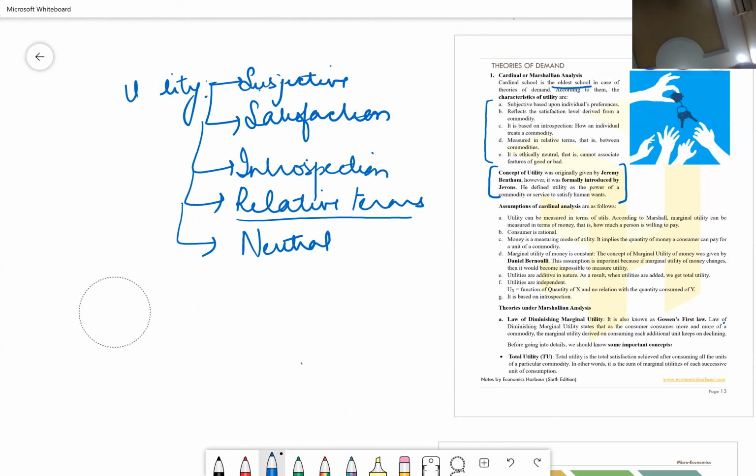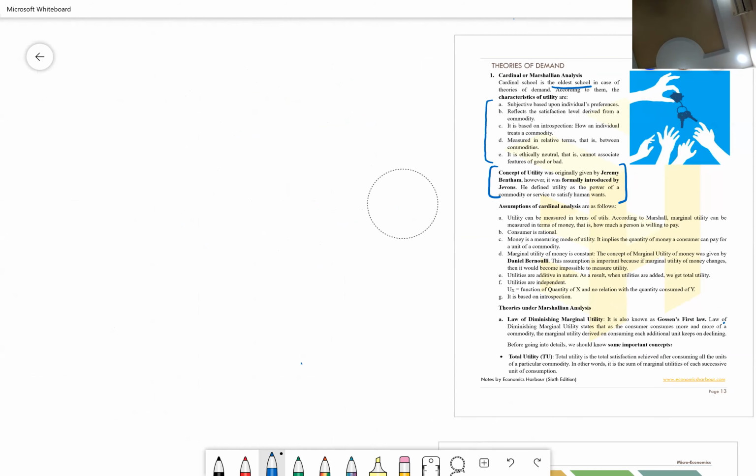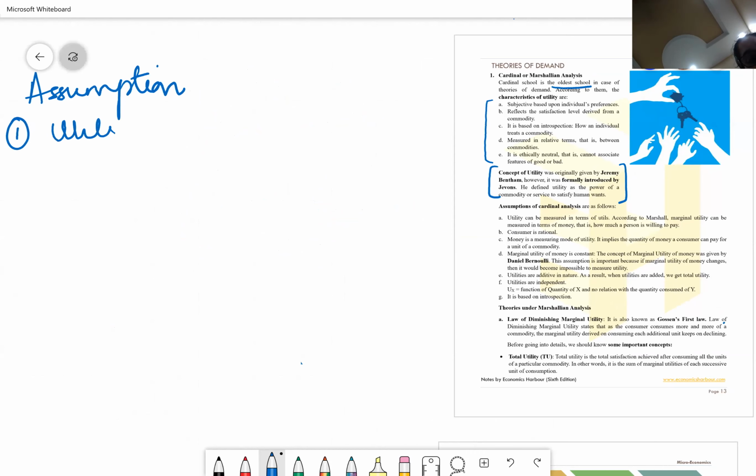Coming on to the assumptions of the Cardinal school. First assumption is that utility is measured in terms of utils. Okay, so they have given one unit in which you can measure utility. Say one good gives me 20 utils of satisfaction and a second unit gives me 30 utils of satisfaction. So you have a common basis of measurement.